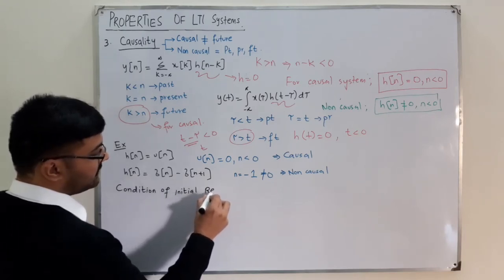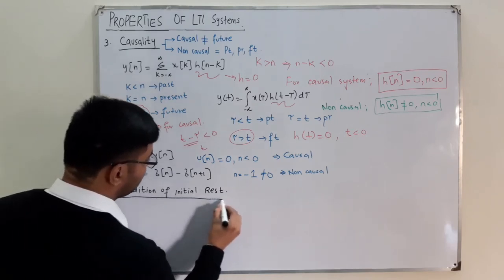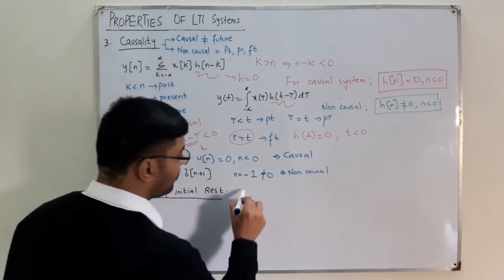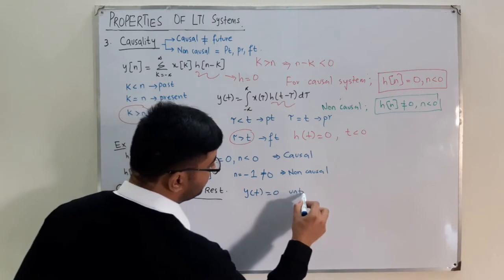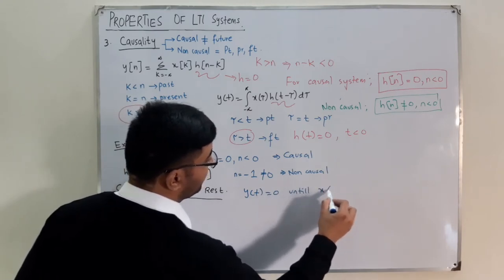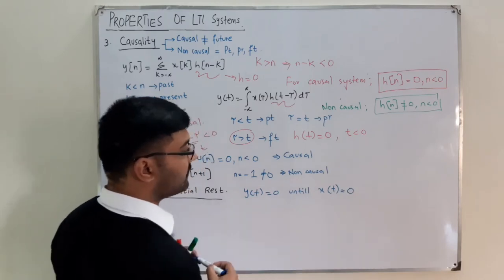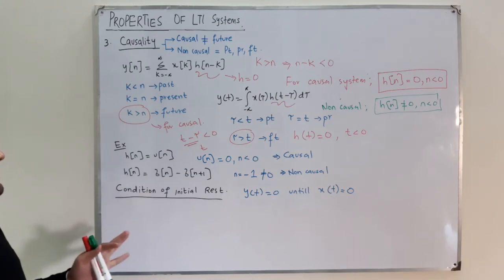Condition of initial rest. And what did it say? That the output would be zero. Y of t would be zero until the point that your input is zero. Fine, so you know this, right? That the output will be zero until the point that input is zero. We discussed it in the causality or linearity video.